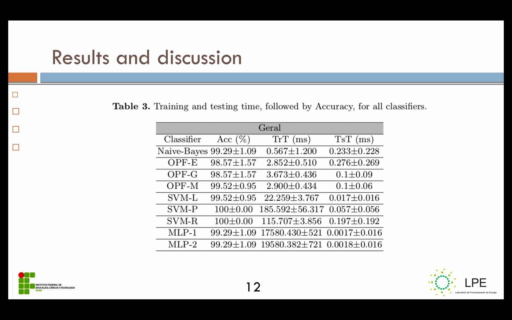The training time, TRT, and testing time, DST, for all methods are shown in Table 3, alongside their accuracy. As expected, MLP1 and MLP2 took much more time than other methods because of their recursive training process based on backpropagation and gradient descent. They were followed by SVMP, which indicates, regarding its accuracy, that the polynomial kernel might not be suitable.